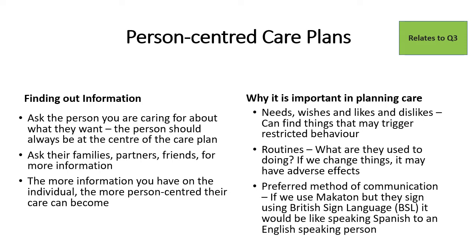Why is it important in planning care? Well, like we've said previously, needs, wishes, likes and dislikes. We can find things out that may trigger restricted behaviour. We're going to look a bit further about this. Individuals with autistic spectrum condition, there are certain triggers, so we need to find that out. Routines, what are they used to doing? Again, routines are really important for individuals with autistic spectrum conditions. So, if we change things, it might have an adverse effect.